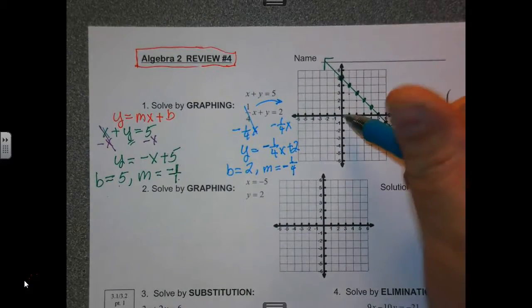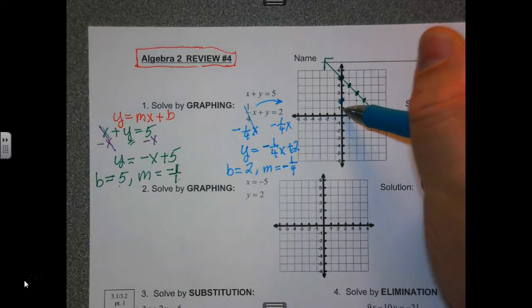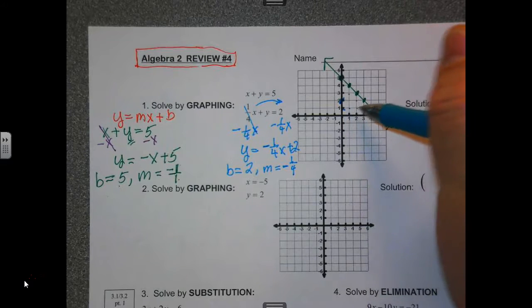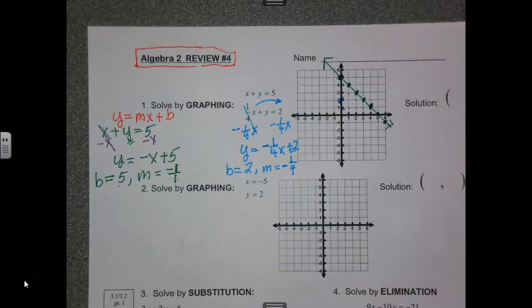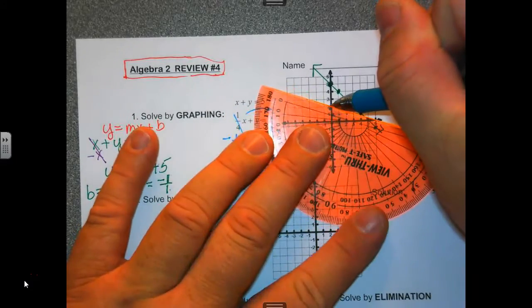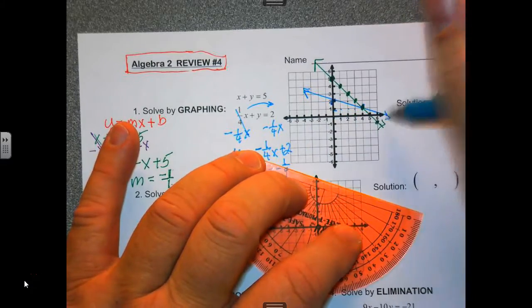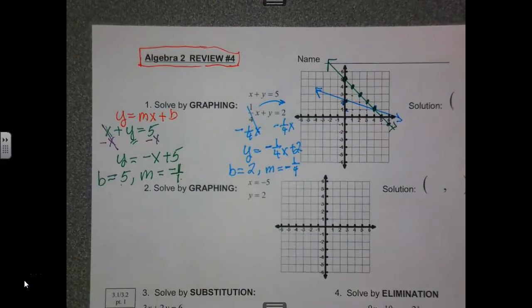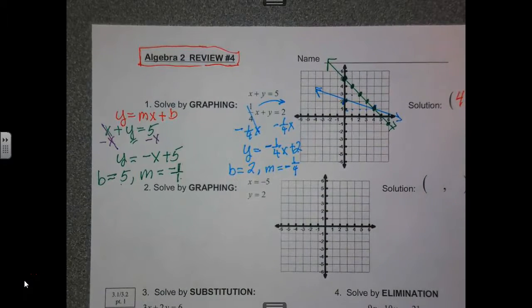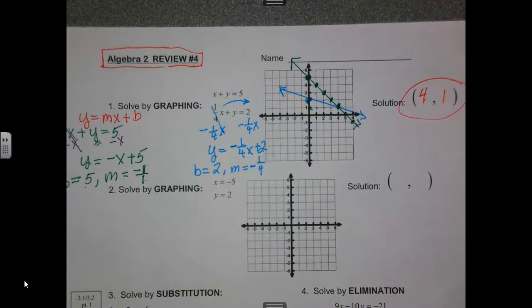Okay, so this one crosses my y-axis at 2. I'm going to go down 1 to the right 4. And lo and behold, guess where it intersects? Where does it intersect? That's right, 4, 1. Questions, comments, concerns?